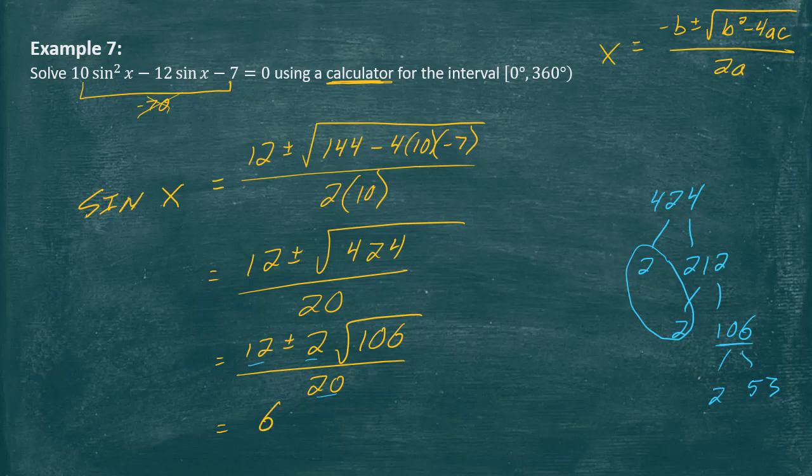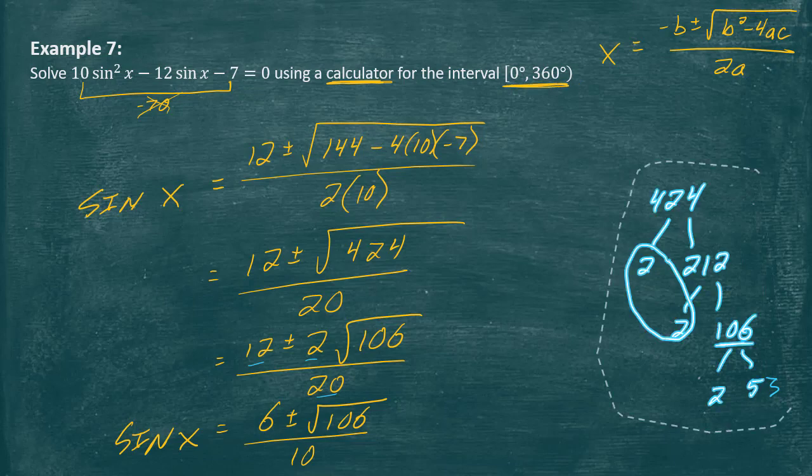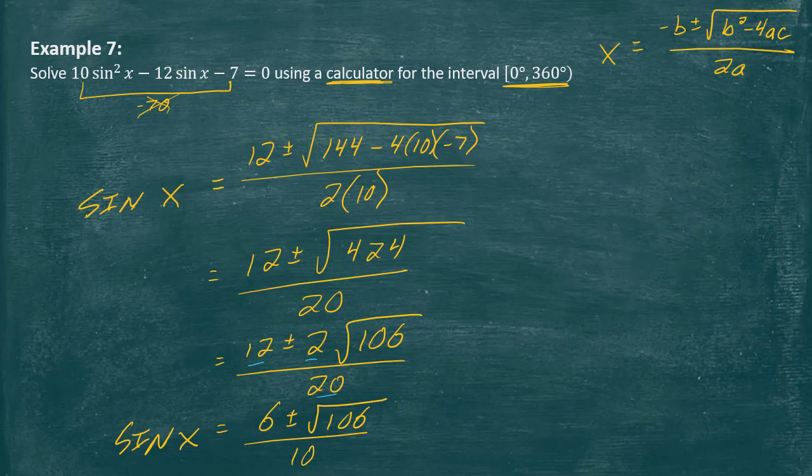12 divided by 2 is 6, plus or minus the square root of 106, because the 2 would turn into 1, and now all over 10. So ultimately my equation now is when is sine of x equal to that, and I want to solve for when that happens inside of the 0 to 360. So in the interest of space here, I'm going to go ahead and just get rid of that factor tree over on the right and bring the calculator in.